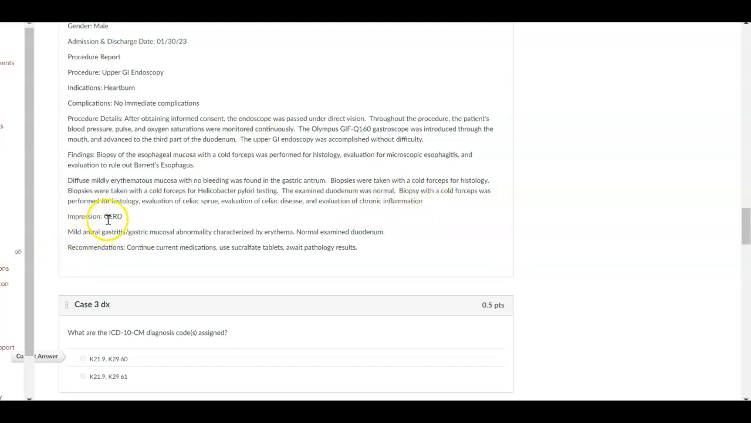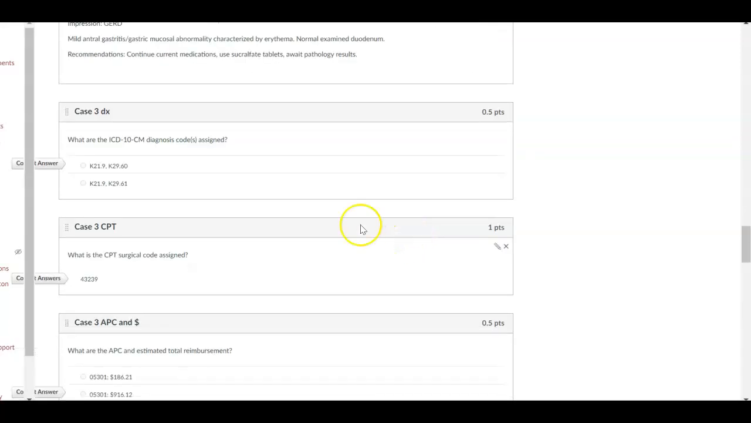So impression, we have a GERD. We have mild antral gastritis. So let's go ahead. So what are we going to code? We have two different codes here. Everyone did pretty good on this. Let's go ahead and get those logged in.